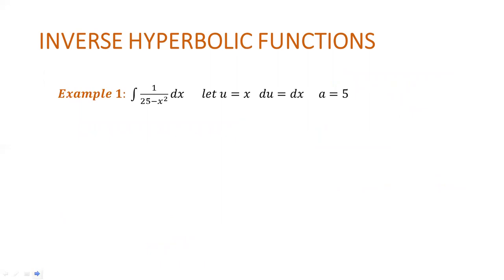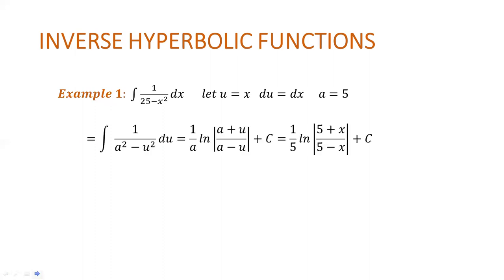Now let's go to specific examples. So you have 1 over 25 minus x squared. Looking closely, you see that 25 is a perfect square and x is also a perfect square. So if we set u as x, the du of that is dx. So we don't have any problem. It's already in here. Our a is 5. And since we don't have a 1 minus x squared, then this will be yielding an ln expression that was presented to you a while ago.